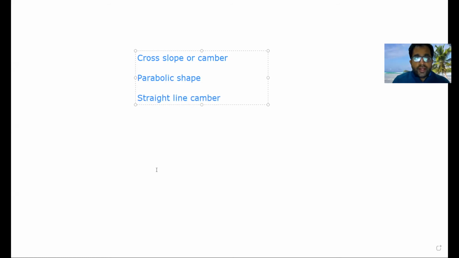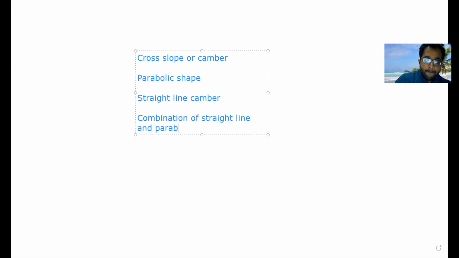In addition to the straight line and parabolic camber, there is a combination of straight line and parabolic camber. Okay, so these are the different shapes of providing cross slope or camber. Now depending on the type of road surface, there will be variation in the amount of camber provided.